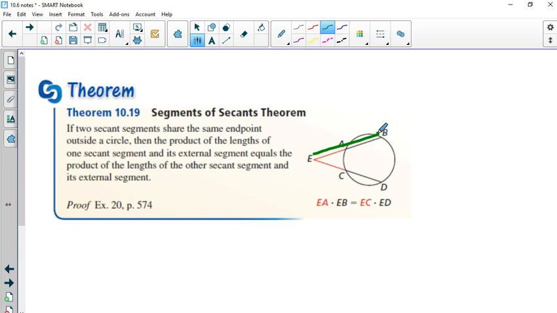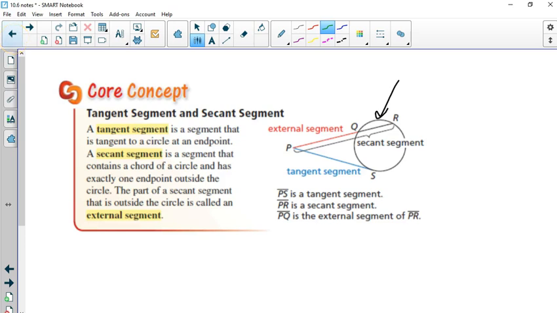Okay, so remember, let's look at it again. Because the product of the lengths of the one secant segment and its external secant segment is equal to the product of the lengths of the other secant segment and its external segment. Sorry, I messed that up before. The secant segment is the entire part. I wasn't paying attention. So if you notice here, the entire thing is the secant segment, not just the part inside.